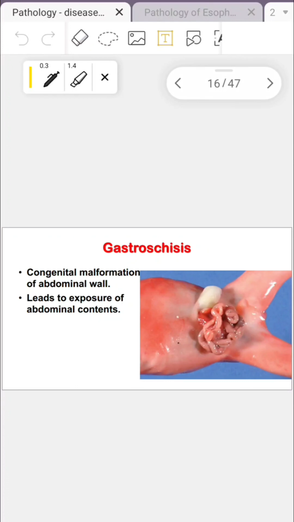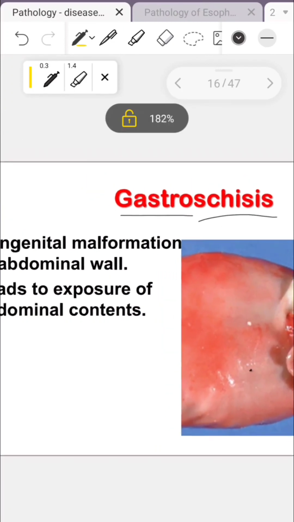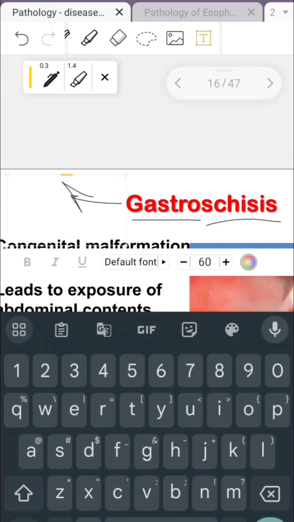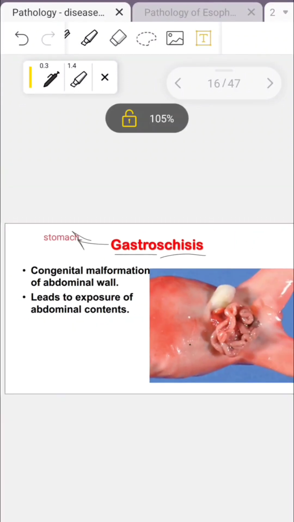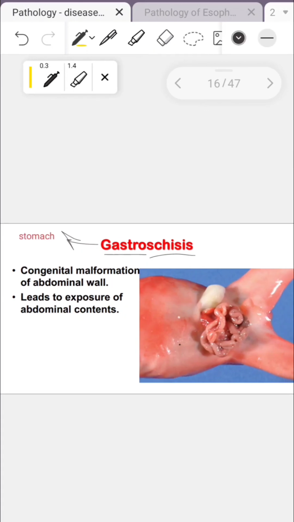Gastroschisis. Gastro means stomach, schisis means splitting, to split off. Here there is a congenital anomaly or malformation of the abdominal wall. There is failure of development of the anterior abdominal wall that results in protrusion of the abdominal viscera and bowel loops outside. So the abdominal viscera, bowel loops, and stomach can be seen exposed outside without covering.